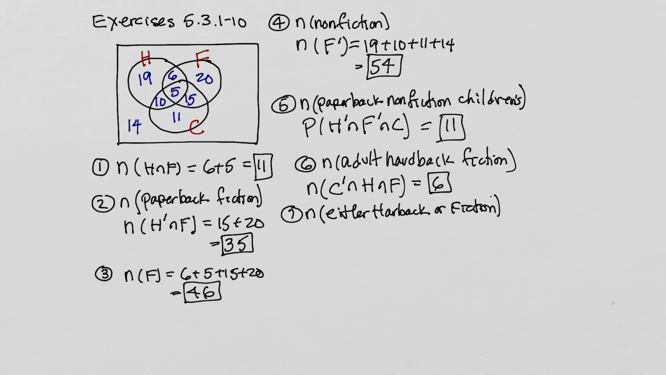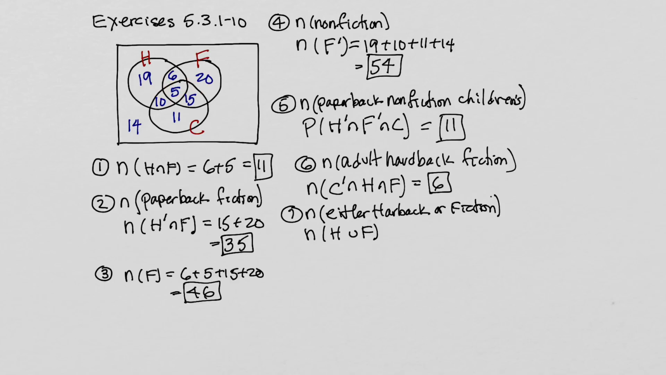In problem number 7, we want to know how many of these books are either, now in either, that's going to be an or, hardback or fiction. So we're looking for the number that are hardback or fiction. So let's count. What we have to be is in hardback or in fiction or possibly both. So let's count these. I'll just start right here and run through each one.